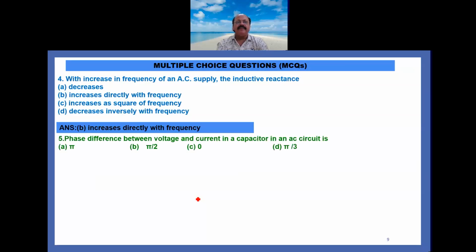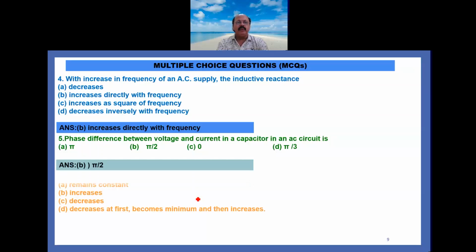Question number 5. The phase difference between voltage and current in a capacitor in an AC circuit is. Options are A pi, B pi by 2, C 0, D pi by 3. In case of the capacitor, alternating current leads the alternating voltage by the phase angle pi by 2, that you have already learned. Apply that concept, then the answer should be B, pi by 2.